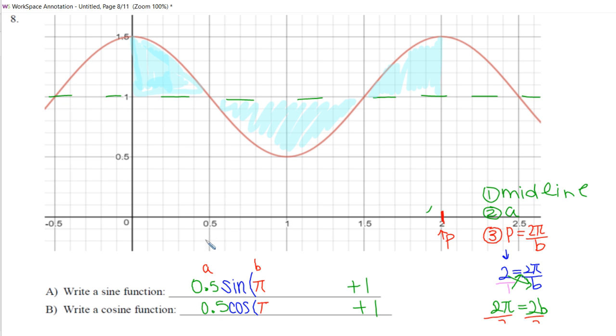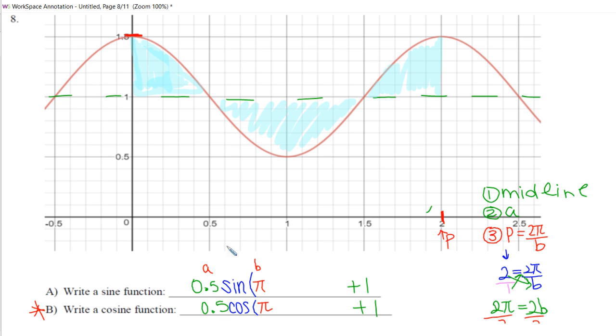So now we're basically done. We actually have to write the function. So here's what you really do. Once we get numbers 1, 2, and 3, so if you find your midline, amplitude, and your b, you're just looking at this function. Do you see how on my y-axis I'm starting at the highest point? Remember, the cosine function starts on the highest point or the lowest point, and the sine function starts on my midline. So since it does not start on my midline, I know it's going to be a cosine function, so I'm going to write cosine first.